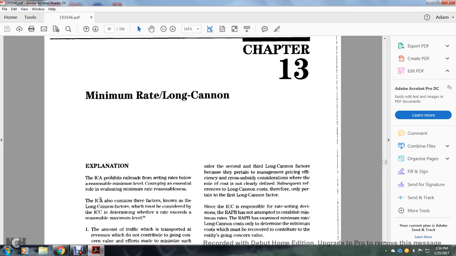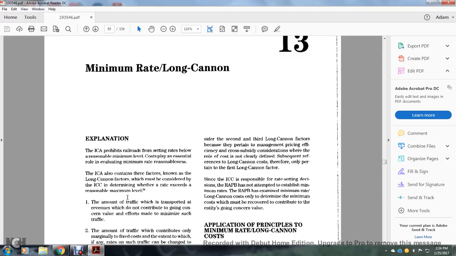The Interstate Commerce Act contains three factors known as the Long Canon factors, which concern determining whether the rate exceeds the reasonable maximum level. First, the amount of traffic transported with revenues that do not contribute to the going concern, with the efforts made to minimize such traffic.